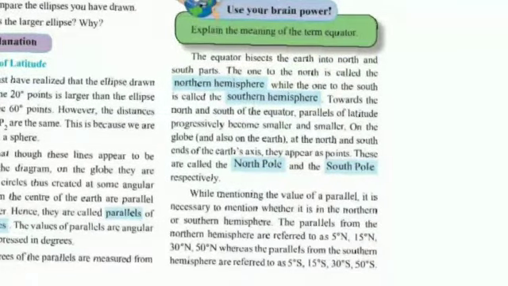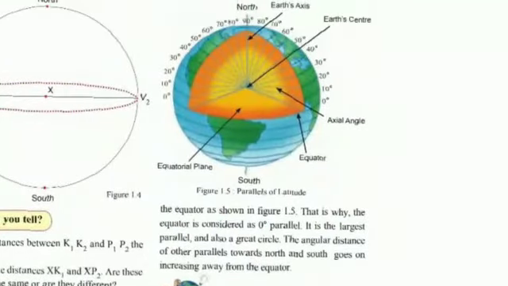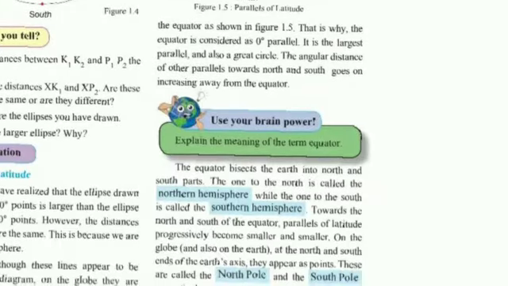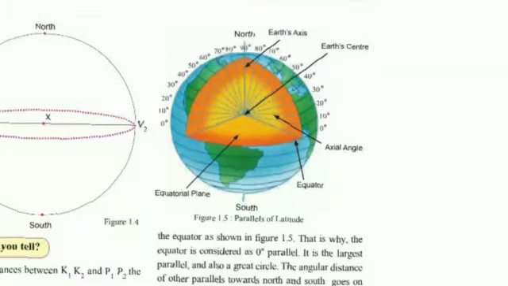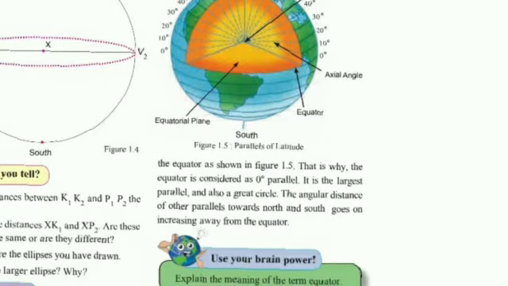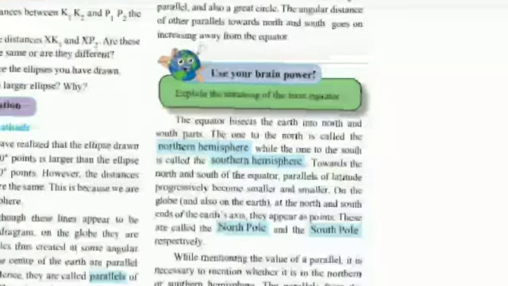Now, the equator bisects the earth into north and south parts. Bisects means it divides the earth into a north part and a south part. In the middle there is the equator. The one to the north is called the northern hemisphere, while the one to the south is called the southern hemisphere. The upper side up to the equator is the northern hemisphere, and the downside of the equator is the southern hemisphere.